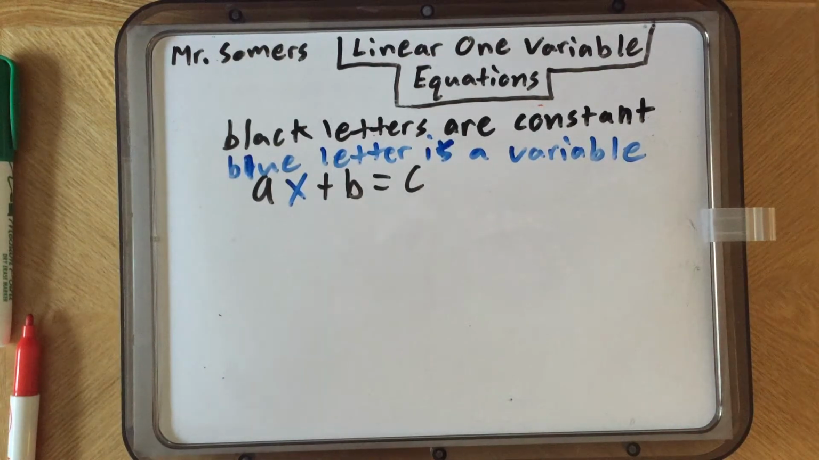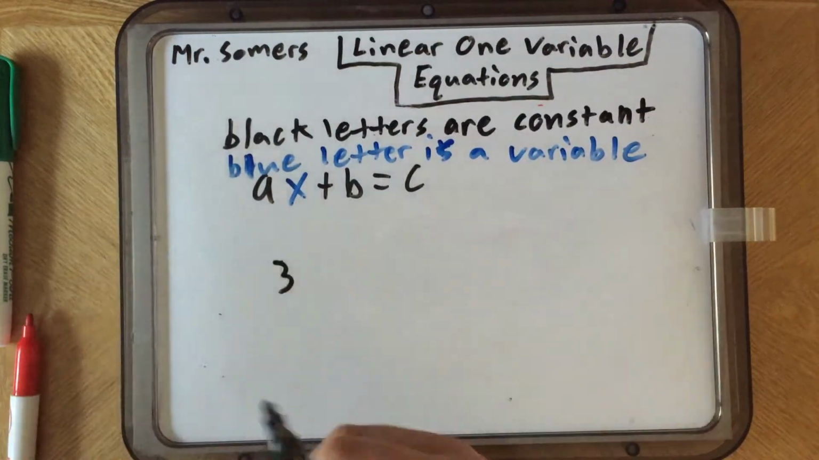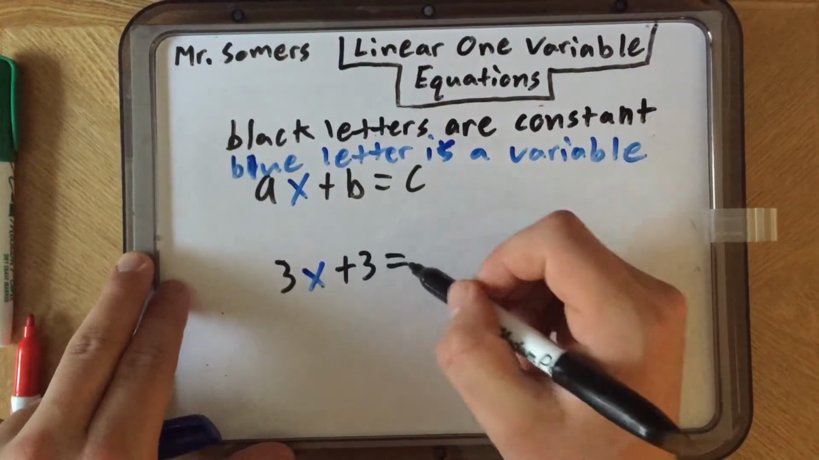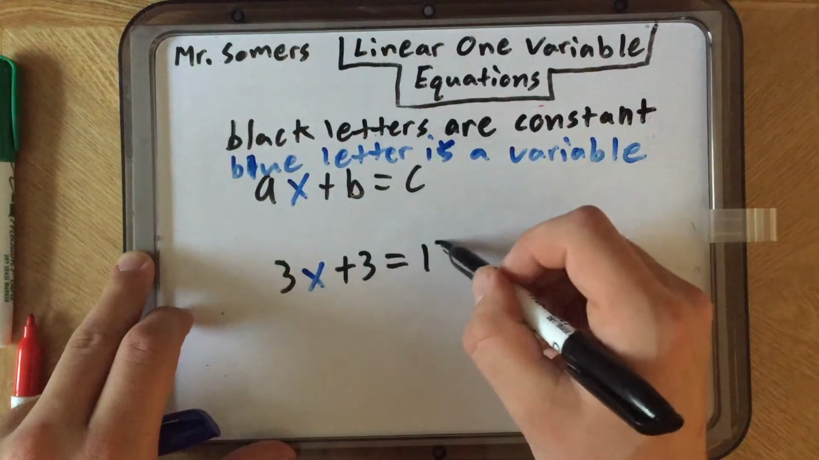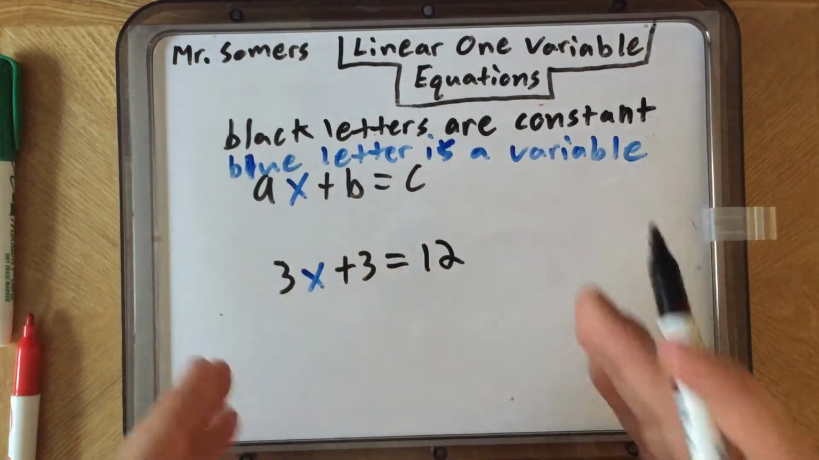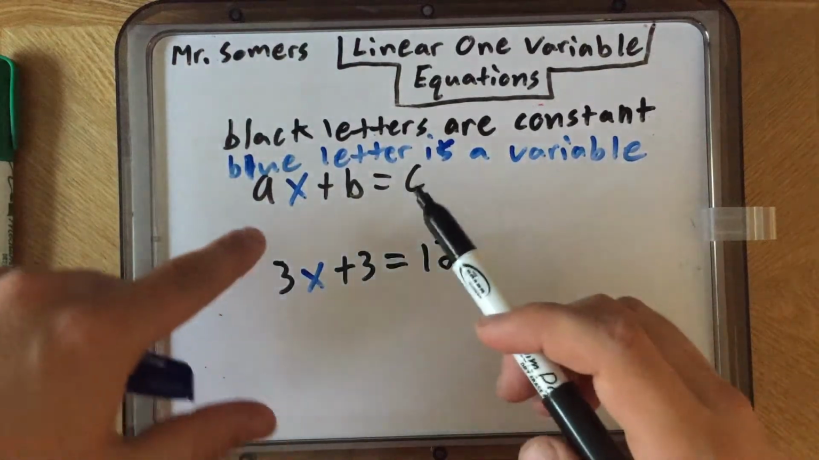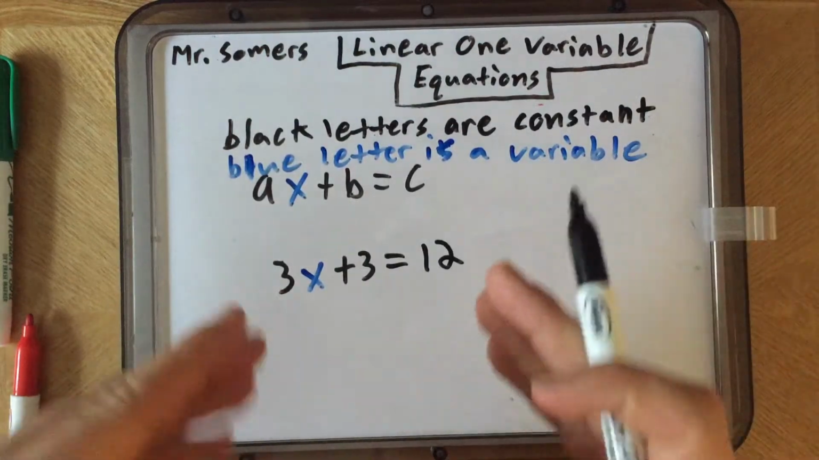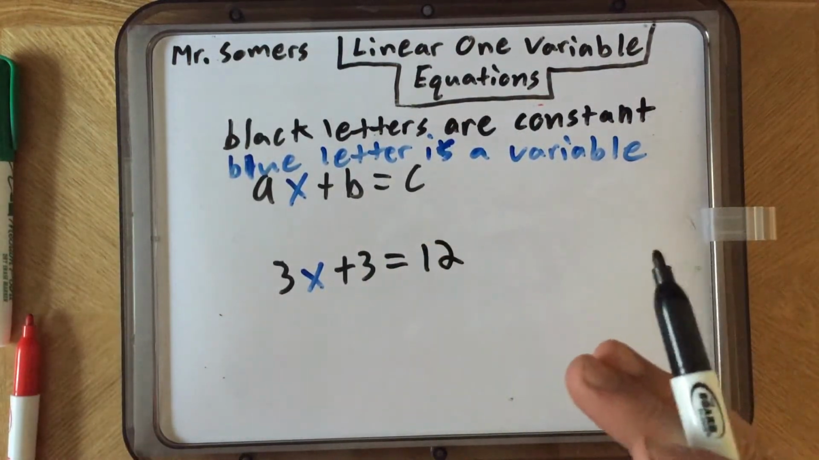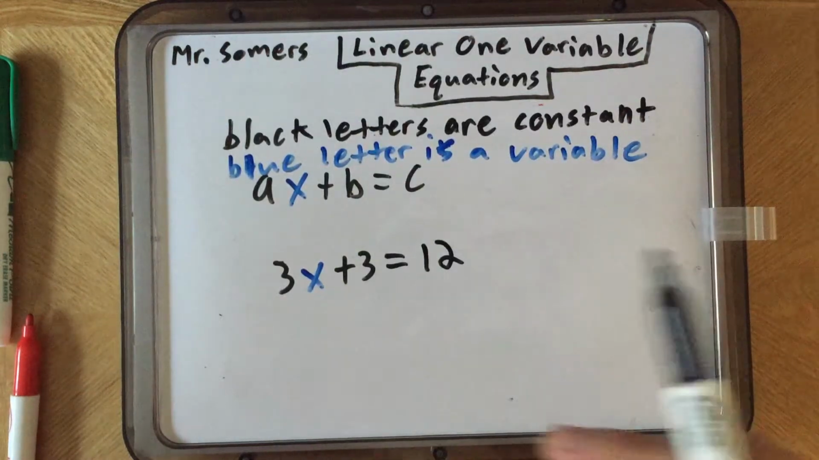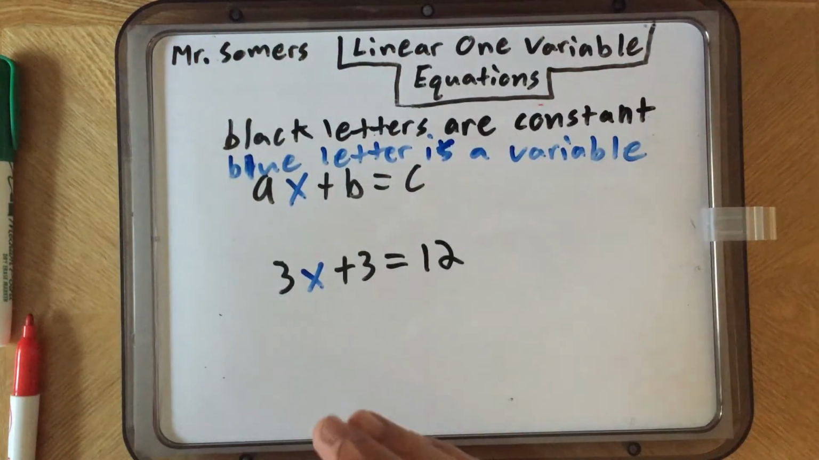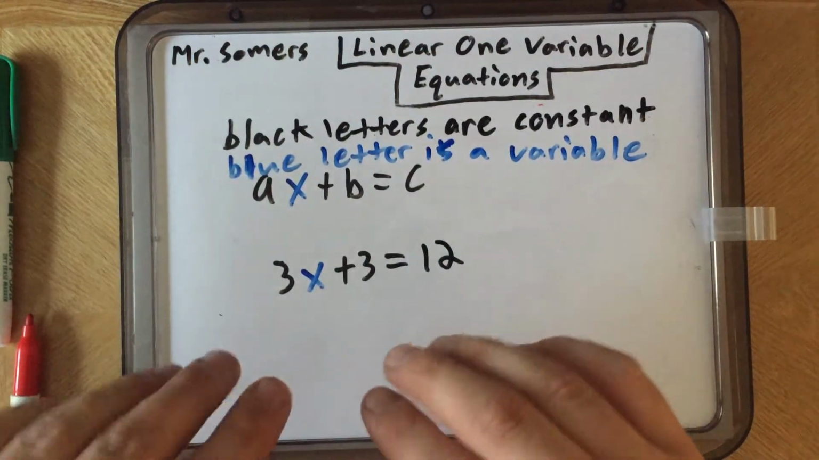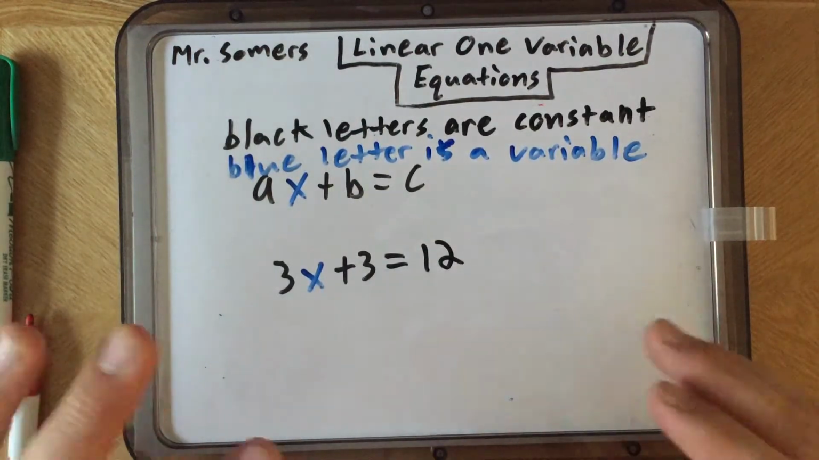So let's look at 3x plus 3 equals 12. Now, here's our basic equation. As you can see, a is equal to 3, b is equal to 3, c is equal to 12. That's not too relevant, but you understand that those are the representative constants. They're not going to change until we get down to solving for x. So x is what we want to solve for. We want to make x by itself on the left side of this equation. We want it to be alone by itself, and that'll give us a nice solid answer.